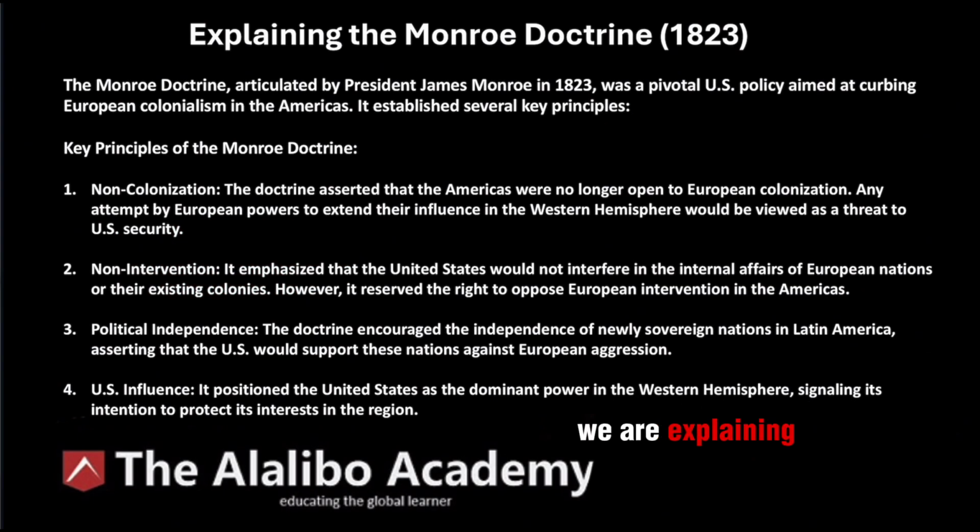In this video, we are explaining the Monroe Doctrine that was put in place by President James Monroe in 1823. Now, this is a very important doctrine that has really shaped U.S. foreign policy since then. Obviously, some presidents have used it more than the others, but of late, we're beginning to see the exertion of this doctrine in the Western Hemisphere. So what is this doctrine and how has it impacted the Western Hemisphere and even beyond?